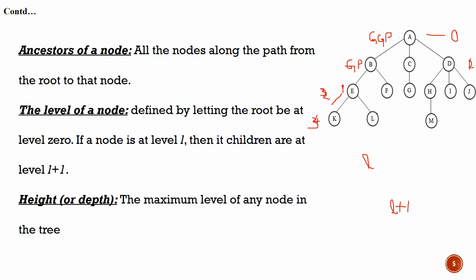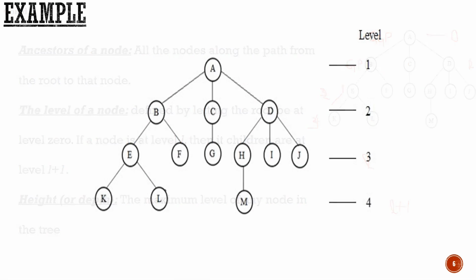Then the height or depth is the maximum level of any node. The maximum level of any node will be the height or the depth. Let us take the example over here. In the textbook example, they start with level 1. A is at level 1, B, C, and D are at level 2. E, F, G, H, I, and J are at level 3. K, L, and M are at level 4.